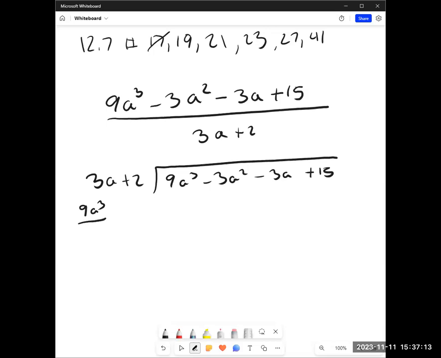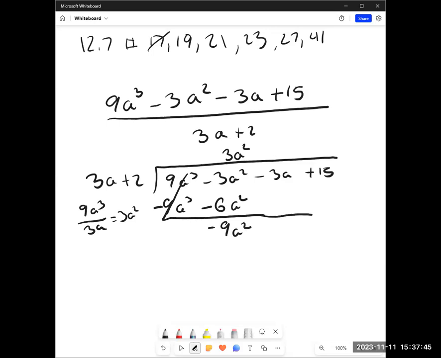9a to the third divided by 3a. 9 divided by 3 is 3. A cubed divided by a is a squared. I'm going to write a positive 3a squared above the a squared part. This is going to be 9a cubed and a 6a squared. I'm going to change my signs and add. Negative 3 minus 6 is a negative 9a squared. Bring down that next term of negative 3a.